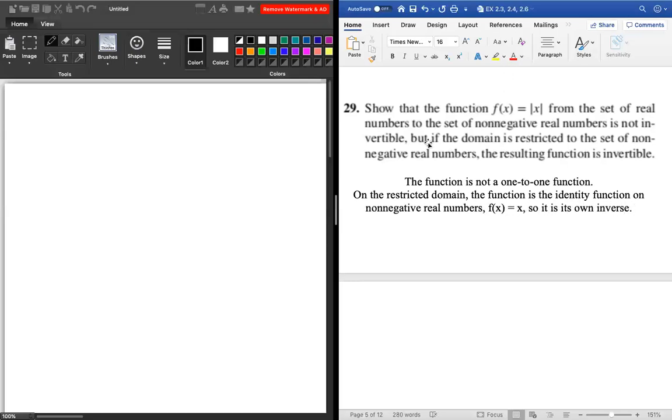So here this function is basically a non-one-to-one function, and we have to show that the resulting function is invertible. Because we know that this function is not one-to-one, if we restrict the domain to non-negative numbers, this function is basically an identity function on non-negative real numbers. So basically f of x equals x. Now if we take the domain as non-negative real numbers, the function becomes like this, which is basically its own inverse.